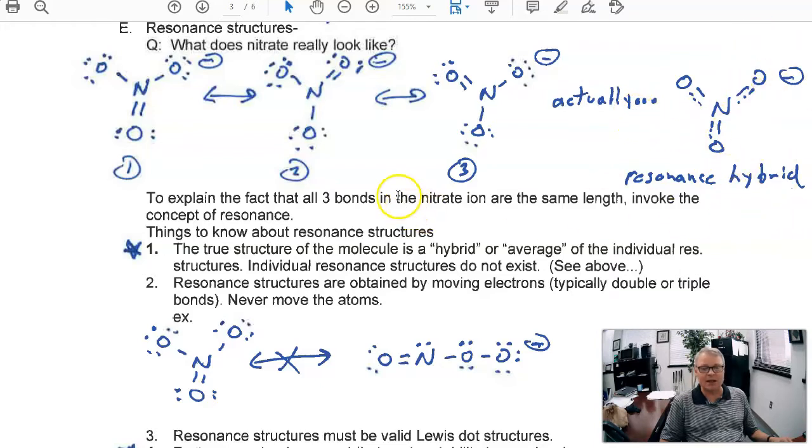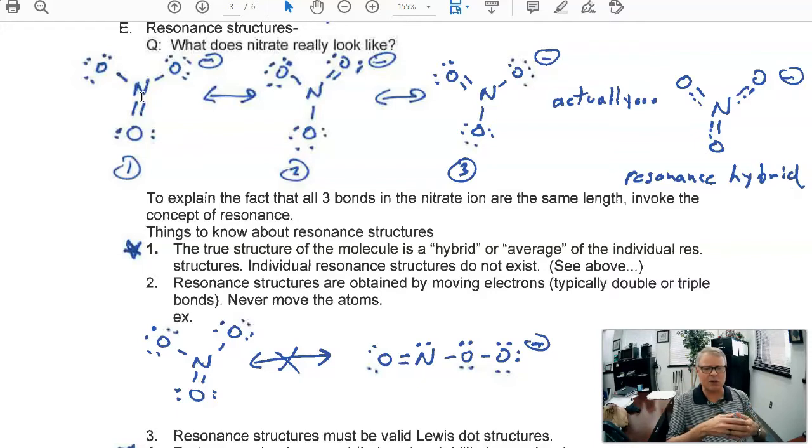Now, you might say, I don't know what that means. These three are all the same anyway. What's different about this and this? Well, when you have single bonds, those are longer and they're weaker, easier to break. Double bonds are shorter and they're stronger. They get more orbital overlap, which we'll get into a little bit later.